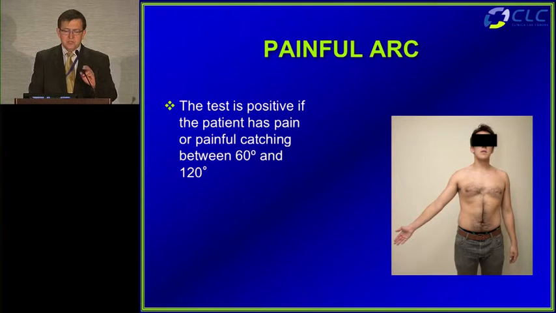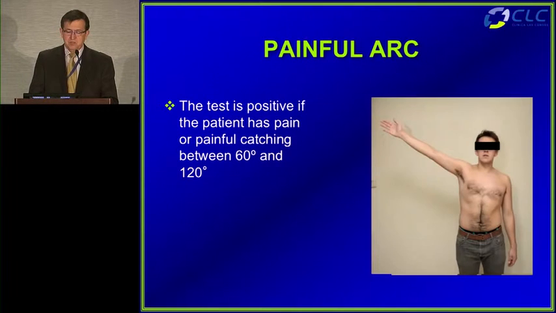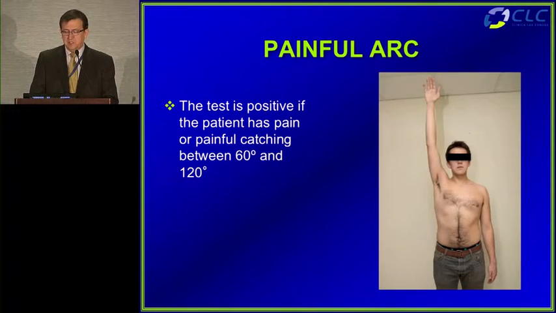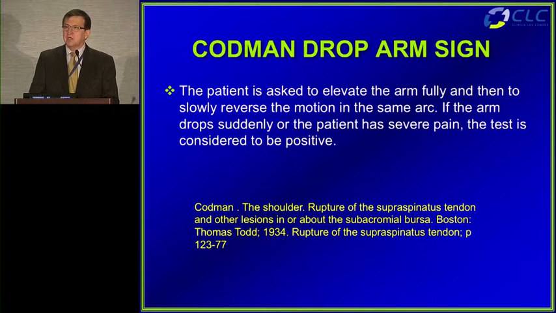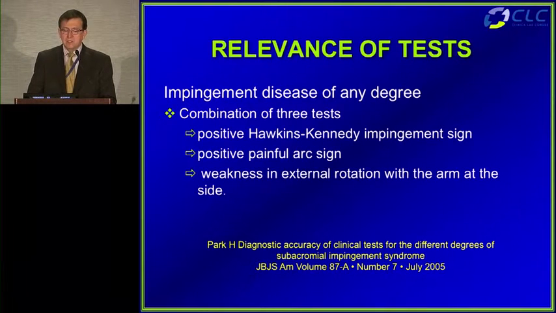The other important test that we perform is the painful arc. The test is positive if the patient has pain or painful catching between 60 and 120 degrees. Another important test is the Codman drop arm sign. In this test, the patient is asked to elevate the arm fully and then to slowly reverse the motion in the same arc. If the arm drops suddenly or the patient has severe pain, the test is considered to be positive. The importance and relevance of the tests.